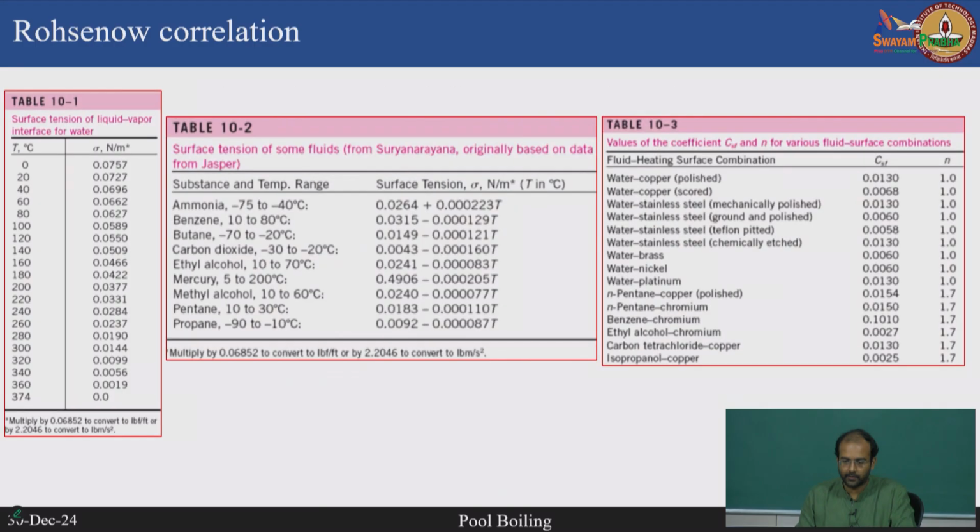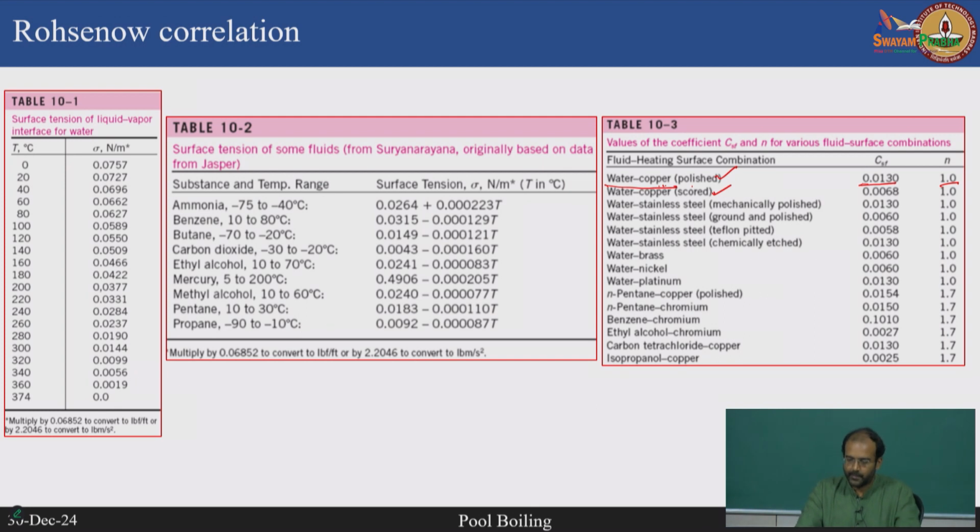Okay. Now, when Rosenau did this, of course he did it thoroughly, for a very wide range of heater and fluid combinations, and you can see that he has changed, for example, water with copper, and even within copper you have different types of surface roughnesses. As I said, your boiling process depends on the roughness of the surface. So, you used a polished copper versus something scored, which means it is more rough. And then for each of these cases he has deduced what is the constant CSF and the exponent n.